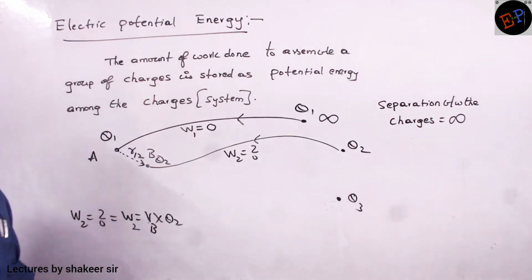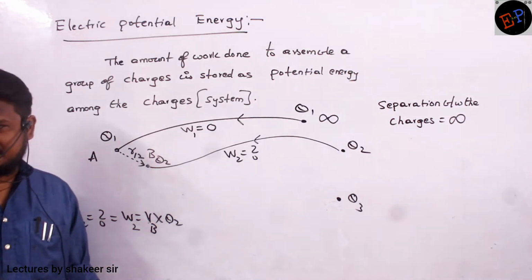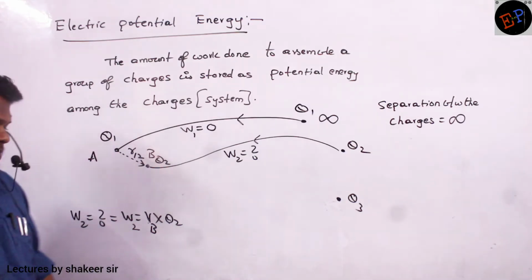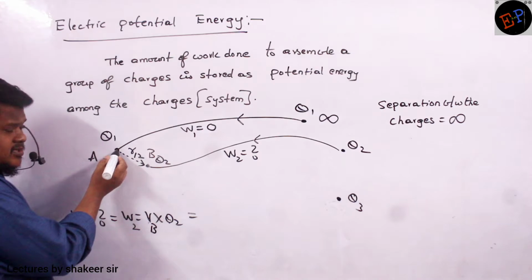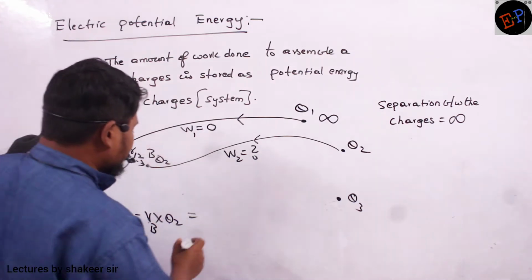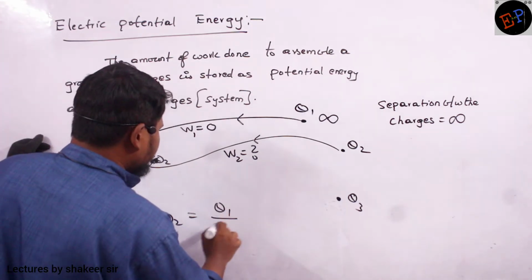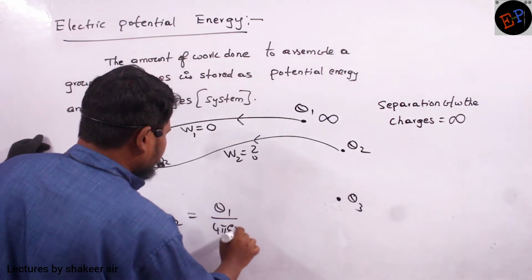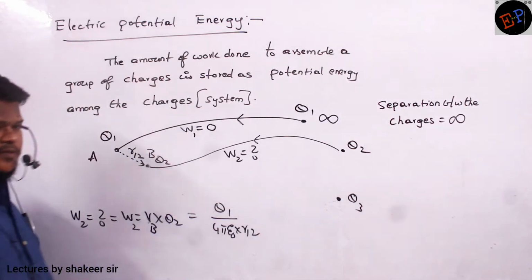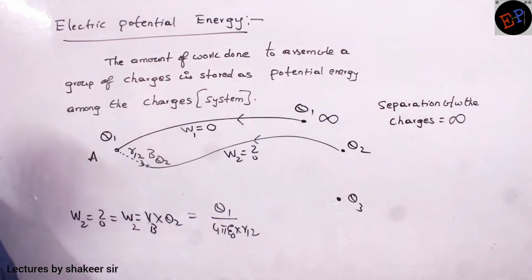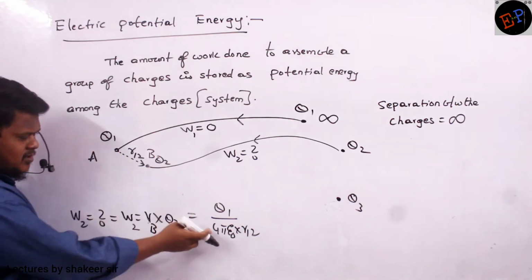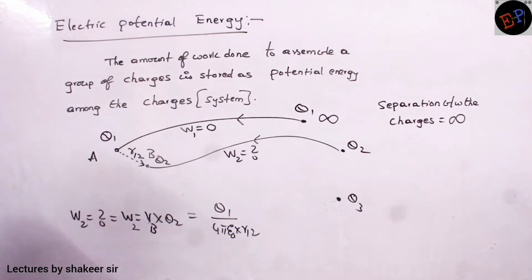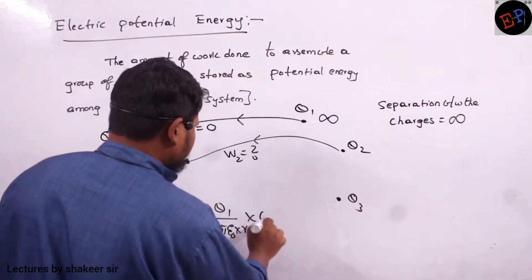Potential due to a point charge is Q divided by 4 pi epsilon naught into R. Clear? So at this point, this charge will give how much potential? It will give Q1 divided by 4 pi epsilon naught into R12. Potential given by Q1, where the distance between these two points is R12, multiplied by Q2.